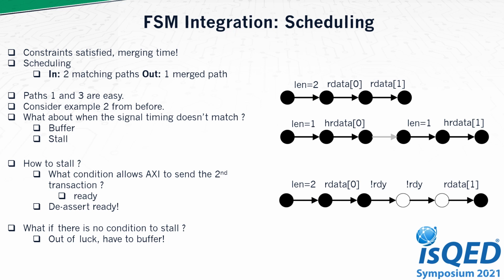So to stall, the translator should deassert the ready signal until the timing matches. We show this in the new timing diagram on the right, where 2 bubbles are inserted since the translator deasserts ready. Now this works fine assuming there is a condition to stall. But what if there is no condition to stall, meaning the burst cannot be stopped once started? Well, in this case, we're out of luck, and we must buffer all the transactions.